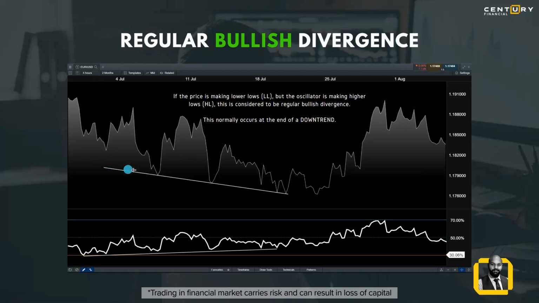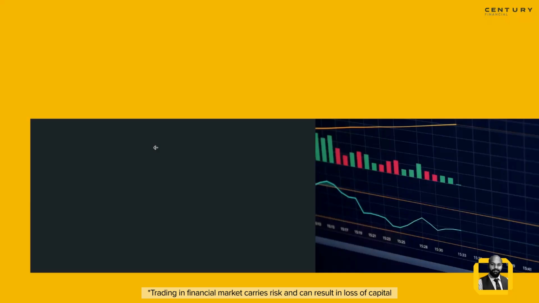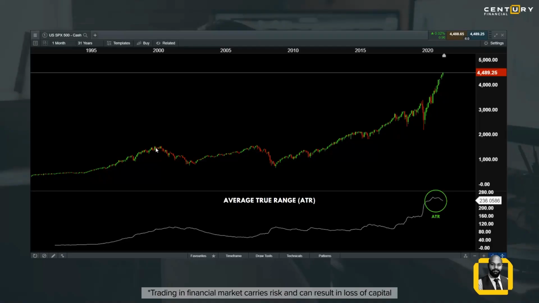We see Euro USD is making lower lows. So basically, instead of the candlestick, I'm just using a line chart. There are different types of charts that you can use as well. Earlier, what we saw in these examples, we were looking at a candlestick, but I can just change this to even a line chart and it looks the same.